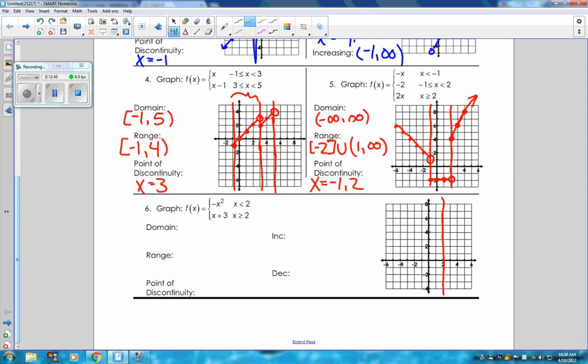From any point where x is less than 2, I'm going to have a parabola that I'm going to graph. So if I plug in 2 into this equation, what do I get? Open or close? Negatives on the outside. What if I plug in 1? 0?